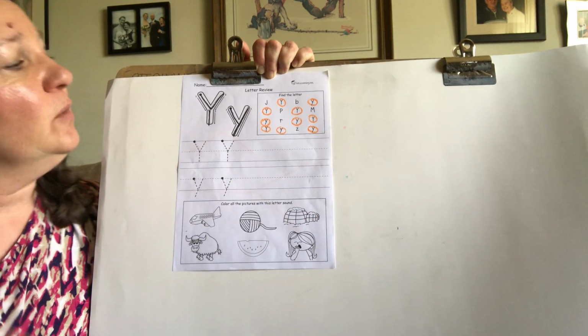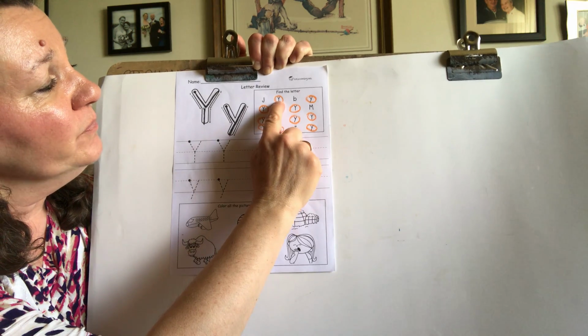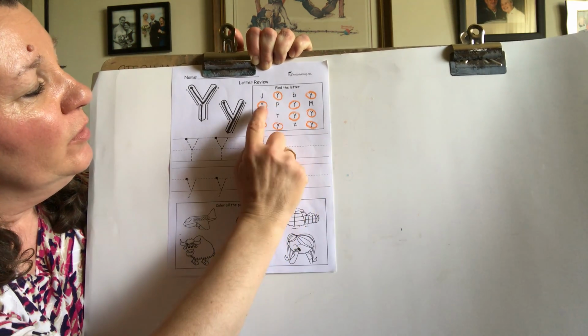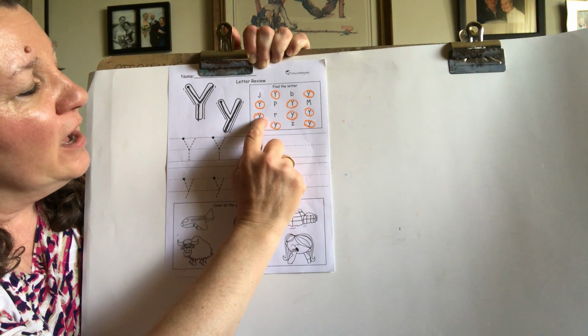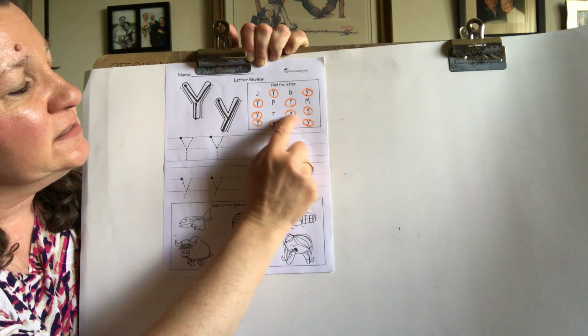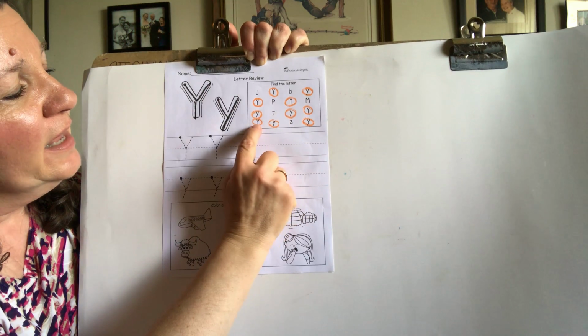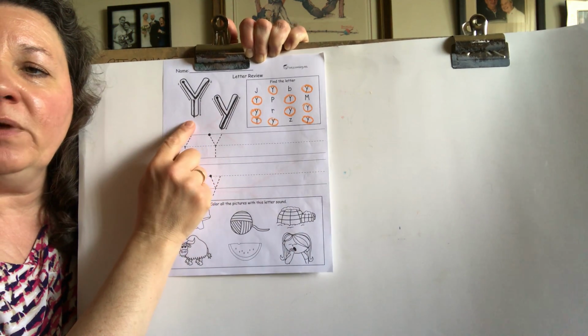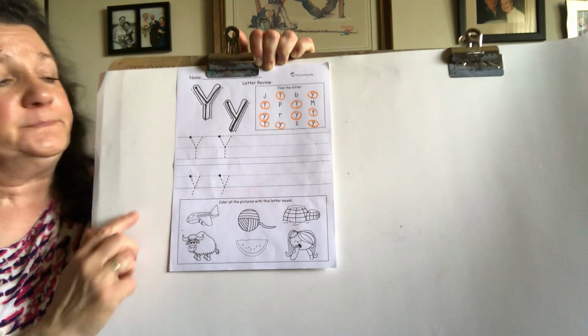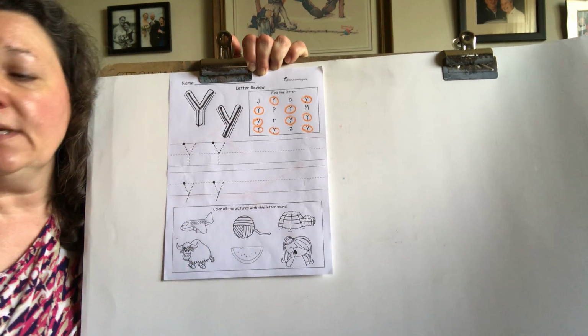All right, let's see how many we found. You ready? 1, 2, 3, 4, 5, 6, 7, 8, 9, 10. And what is the letter we're working with? The letter Y. All right, let's do our tracing now.